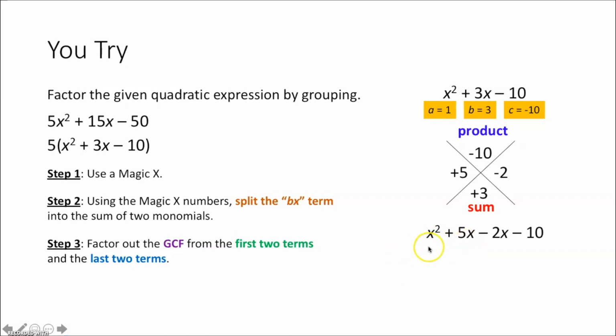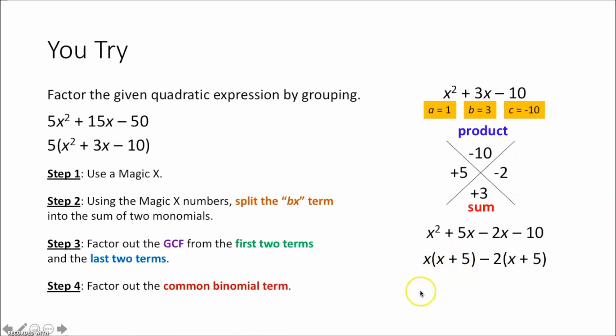So I'm going to take that x, put it out front of a set of parentheses, and in those parentheses I put each of these two terms divided by x, which would be x plus 5. Over here, each of these two terms, I can factor out a negative 2, and in the parentheses, I put each of these two terms divided by negative 2, so that would be x plus 5. Perfect. The binomials are the same, which means I can take the common binomial term and factor it out.